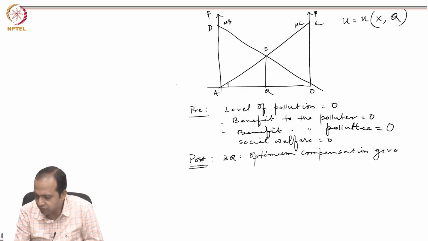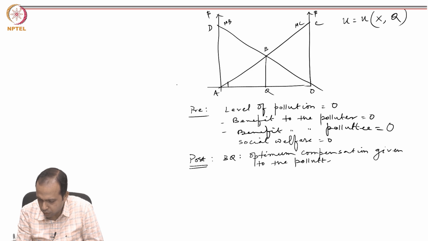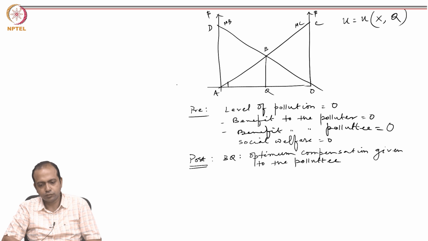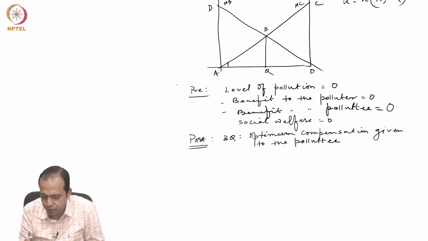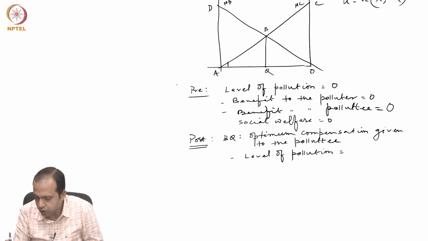Optimum compensation, okay, given to the pollutee. So, what would be the level of pollution then? Level of pollution is equal to AQ.